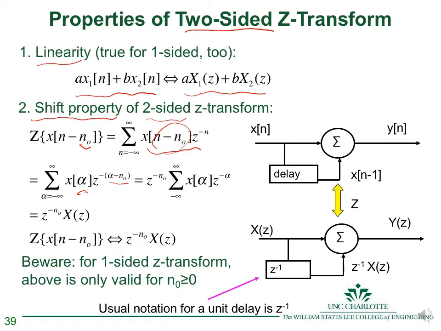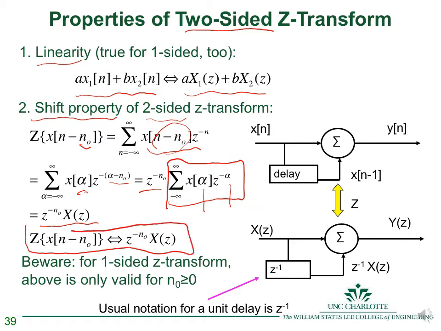and then all I have to do is recognize that this is a z transform. The only difference is I have a different variable. I could replace the alphas by n's again, and note that I have the z transform. So the z transform of the shifted sequence becomes z to the minus n0 X of z. And so this forms a transform pair. This is the shift property of the z transform.